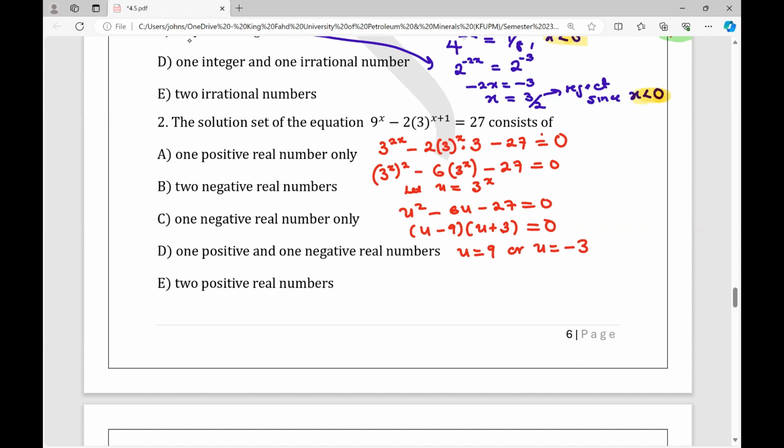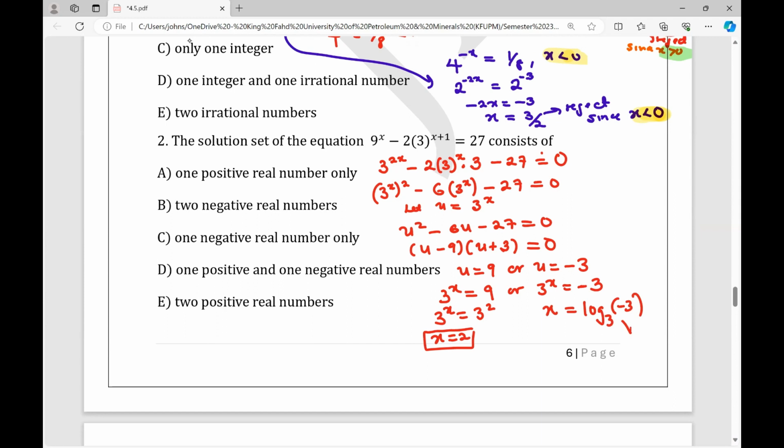But what is u? u is 3 to the power x. So we have 3 to the power x equals 9 or 3 to the power x equals minus 3. Clearly here we have 3 to the power x equals 3 squared, so x is going to be 2. But for minus 3, what can we do? You can just take the log of both sides, so x is going to be log base 3 of minus 3. But this is impossible.